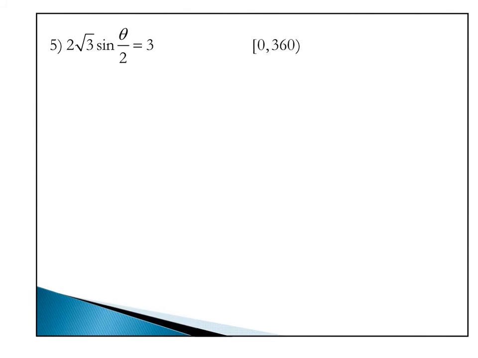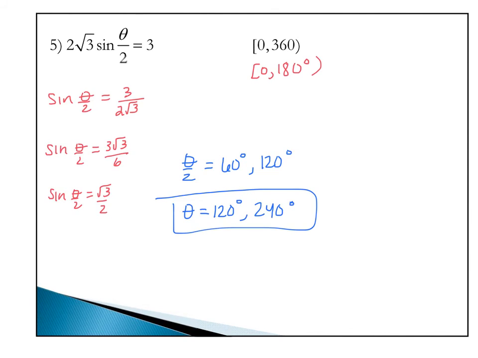Pause the video and try example 5 on your own. You should get a total of 2 solutions. Alright, so in this problem we need to remember to reduce our interval to be from 0 to 180. We have to divide by 2. After that, we isolate our trig function, and after rationalizing and simplifying, we see that this is equal to root 3 over 2. And our sine function is equal to the ratio root 3 over 2 at our 60 and 120 degree angle. And then from here, we simply multiply those angles by 2 to get back to the solutions for the original theta that we were working with.